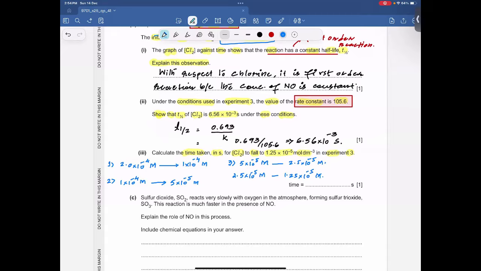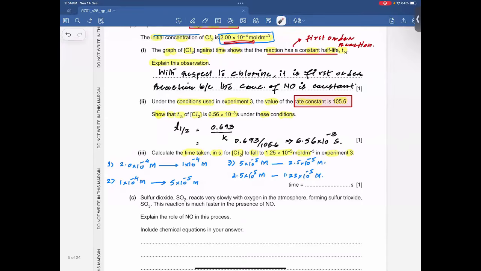All right. So the concentration is halved four times. When you halve this, you will get this one, and so on. So from initial concentration 2 into 10 to the power minus 4 to this concentration, it technically decreases through 4 half-lives. So in order to determine the time, I'm going to multiply the value of this half-life by 4.